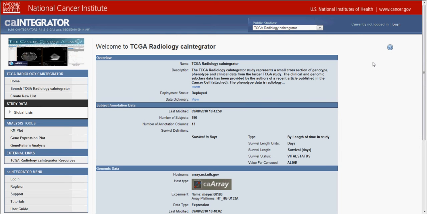Hi, this video clip is intended to create a study case to demonstrate the use of a C integrator to obtain useful biomedical research information by integrating clinical data and genomic data.